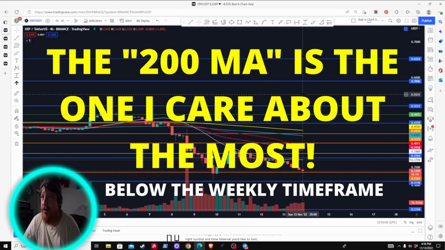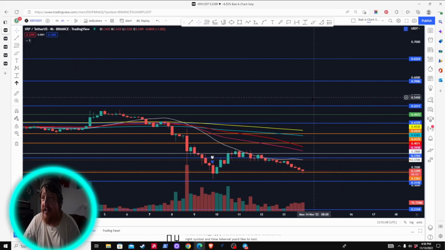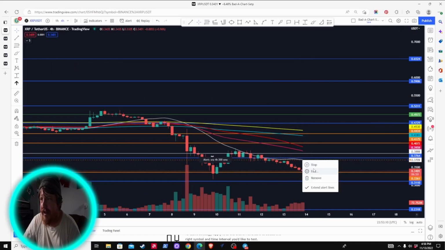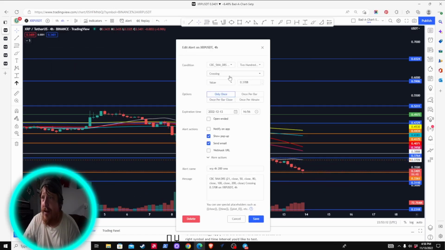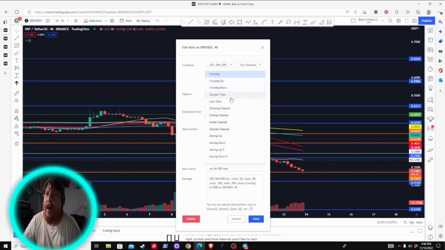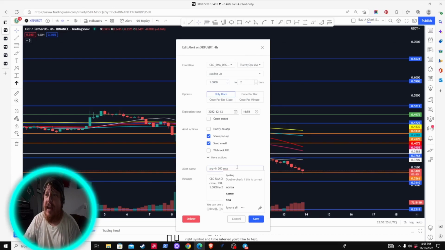And then the one closest to price action in this case, which has been recently resistance, is the 21. So I'm going to right click on that. Looks like I've already set an alert on that. We're going to go ahead and edit it, because I probably did it wrong. Yeah, we're going to go ahead and do that to moving up, and we're going to do the 21. And again, type in XRP 4-hour 21 SMA and click save.